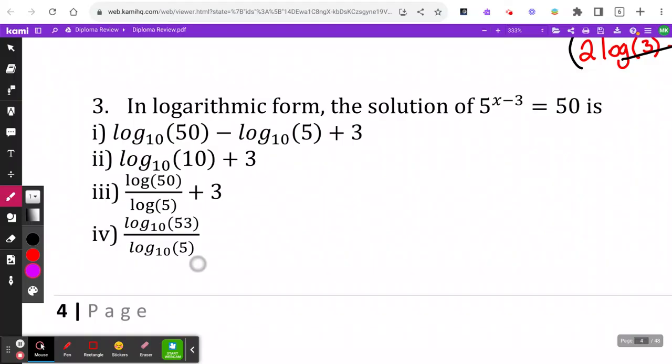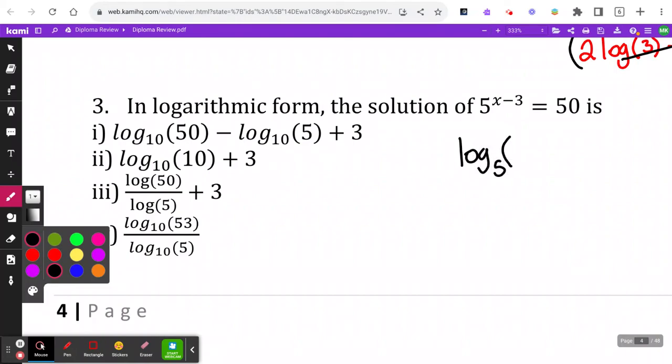Solving this thing. X is in the exponent. Best strategy, like bases. Can't do like bases. 50 cannot be rewritten as 5 to the power of something. Not possible. So I change this into log form. This is log base 5 of 50 equals x minus 3.